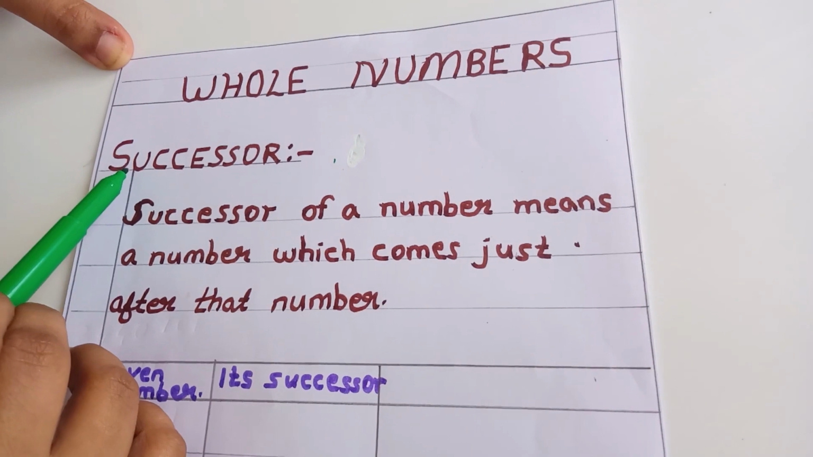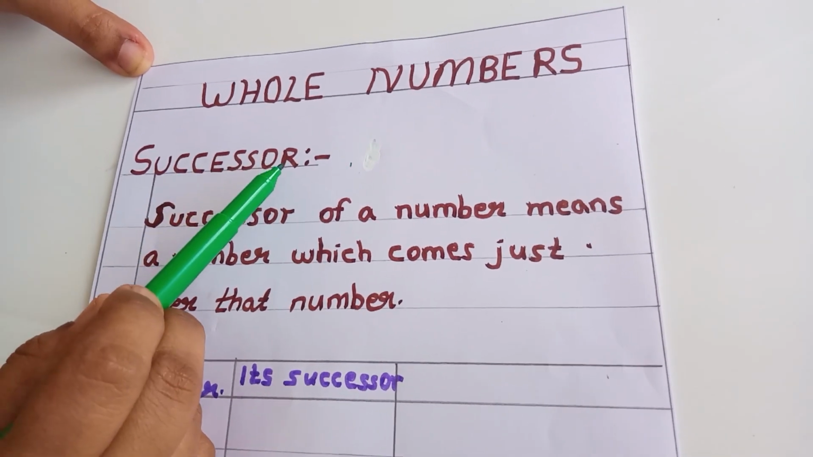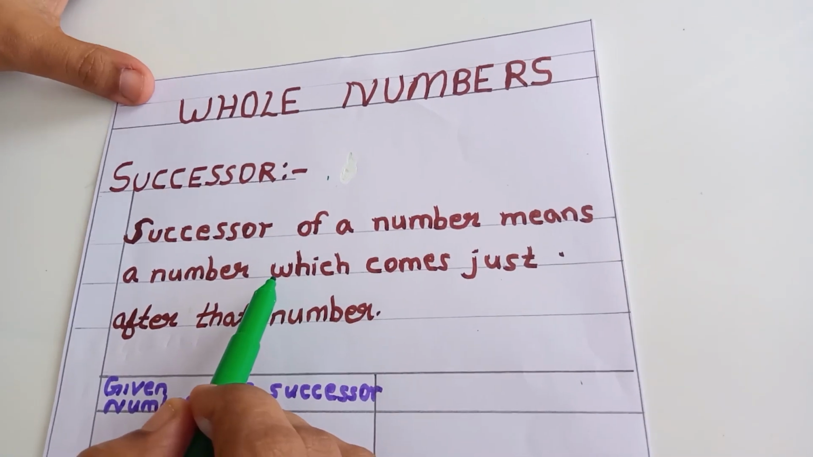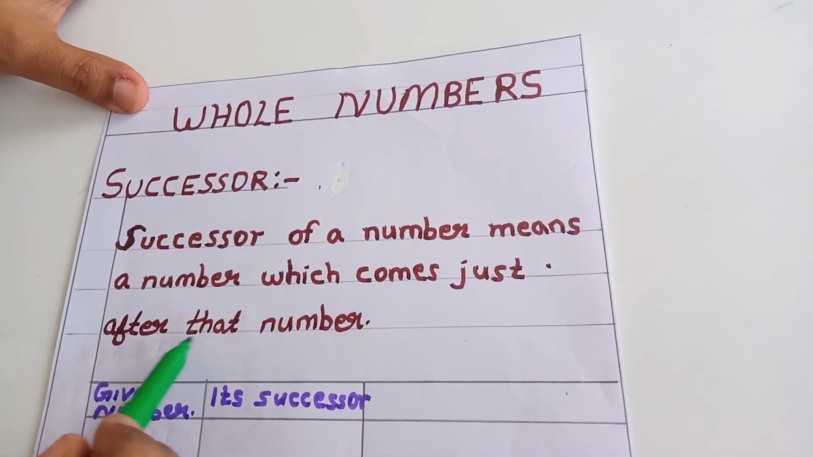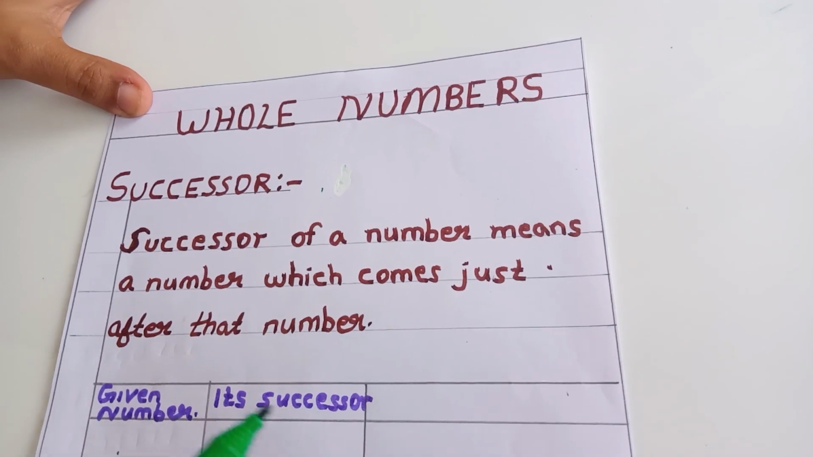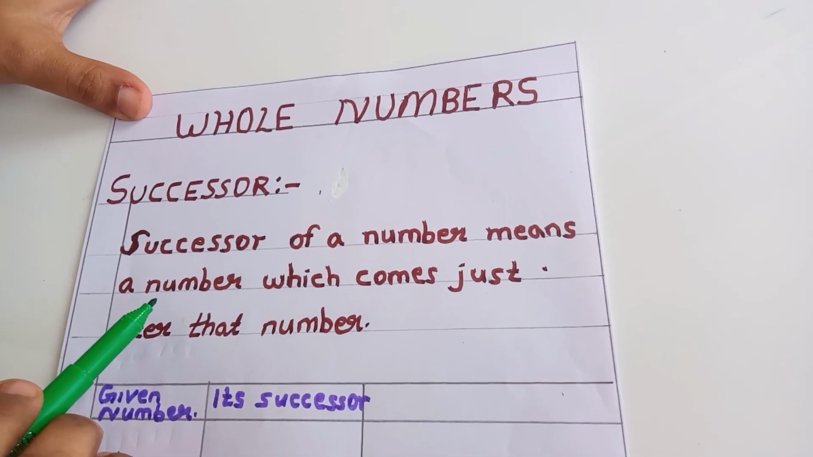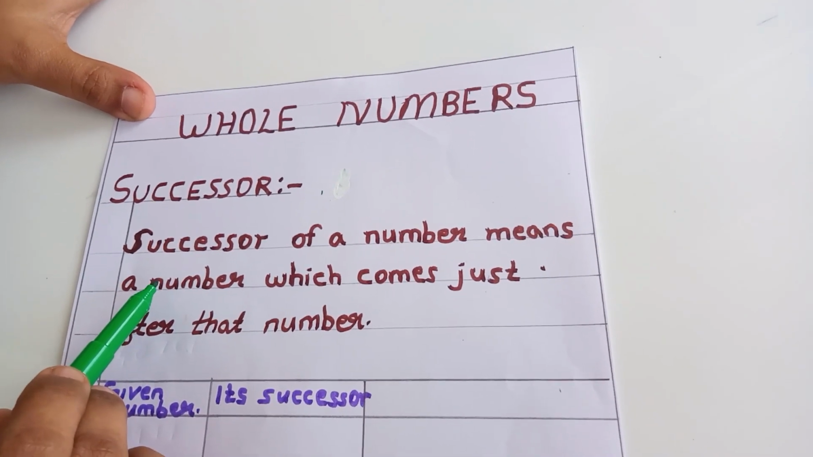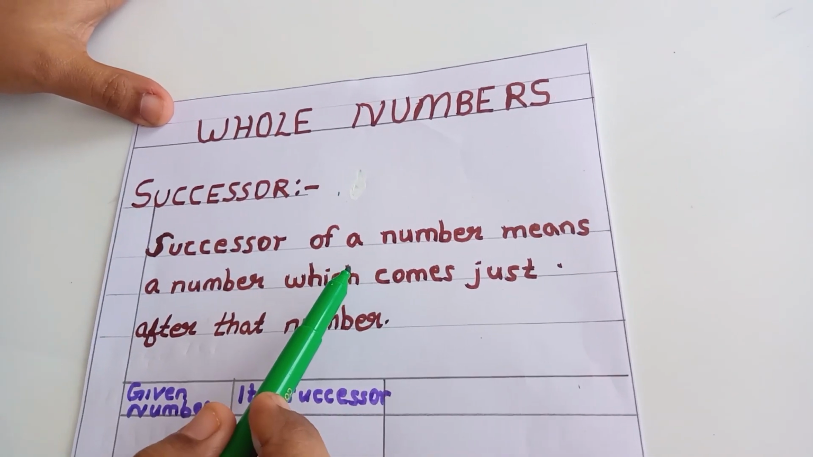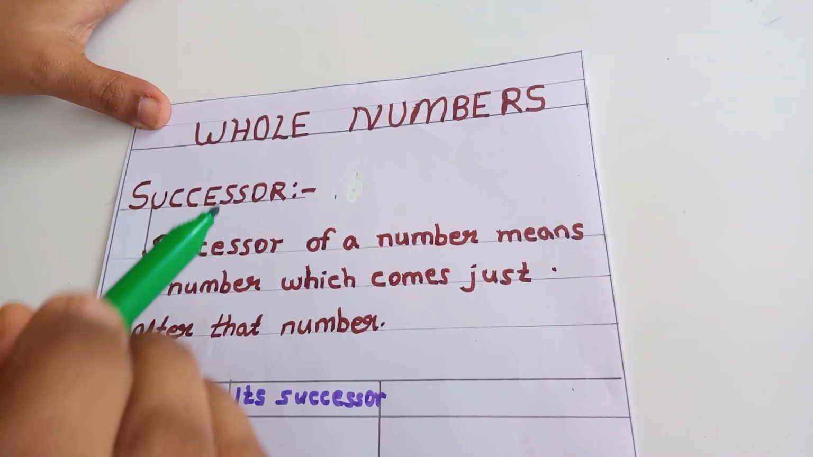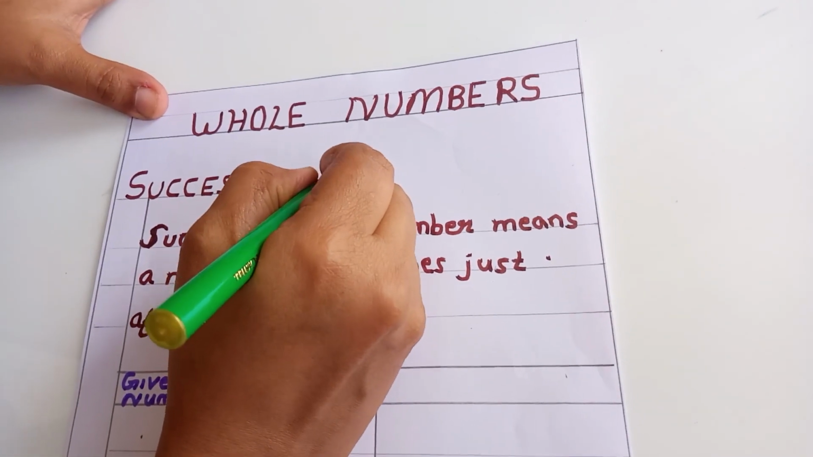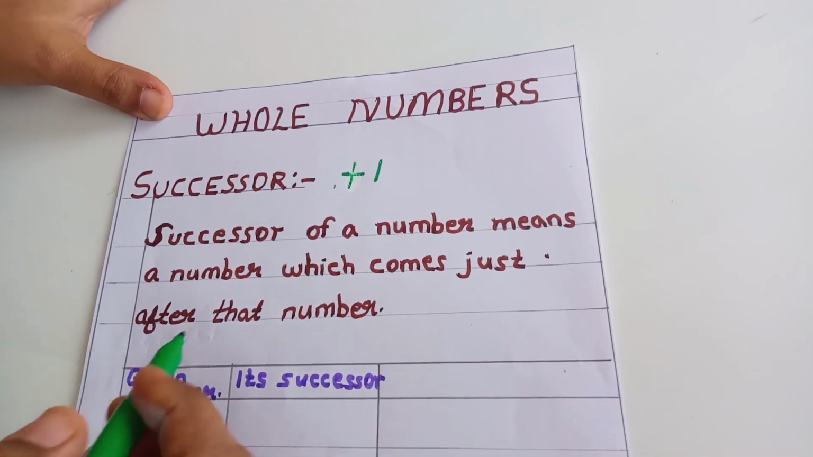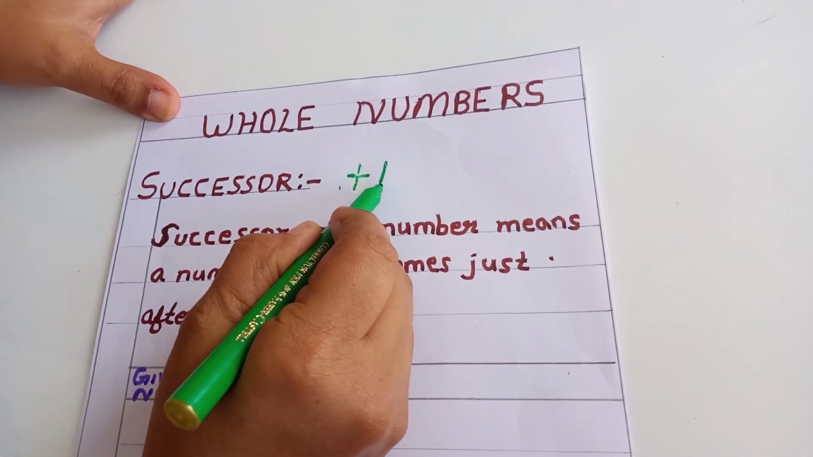First, we are going to study what is the meaning of successor. Successor of a number means a number which comes just after that number. That means for your exam, you will be given a number and asked to find the successor of that number. So, nothing to worry. You just add 1 to your given number.